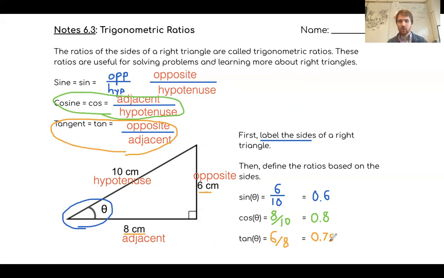So that's just a quick introduction to trigonometric ratios. We'll go ahead and do one more example. Pause here if you need to get these notes written down. Super important you know what each of these functions is, and that you also have the examples down.